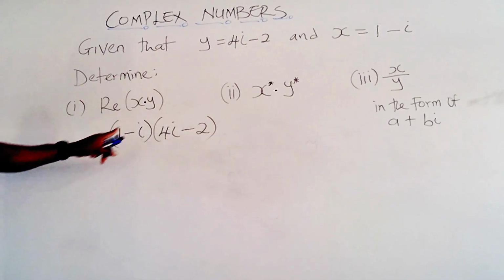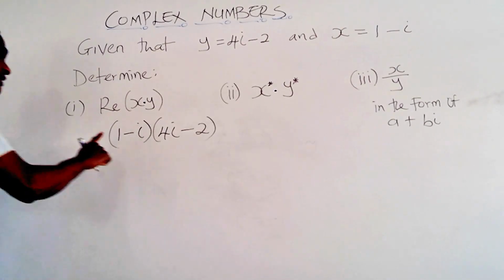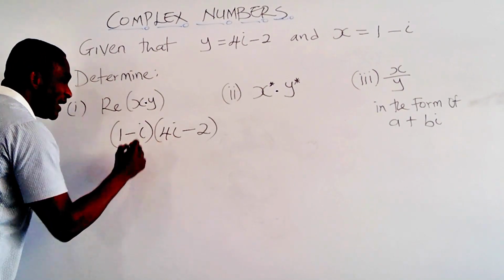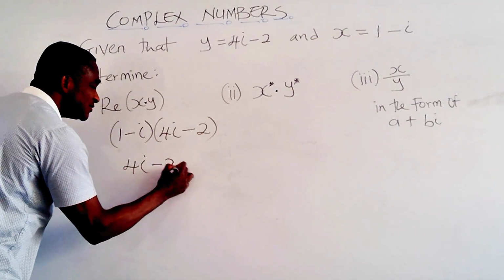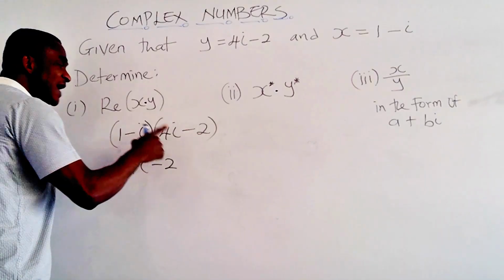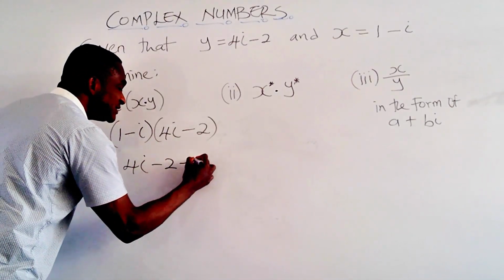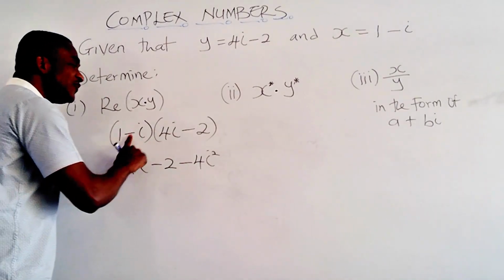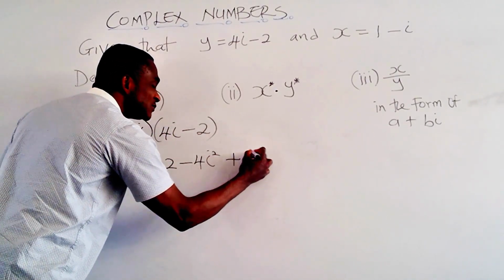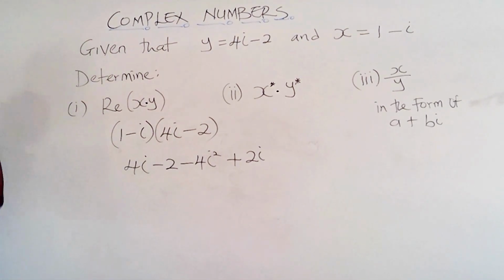Now, let's use the distributive method to simplify this. 1 times 4i is 4i. 1 times minus 2 is minus 2. Negative i times 4i will give us negative 4i squared. And now negative i times negative 2 will give us positive 2i.